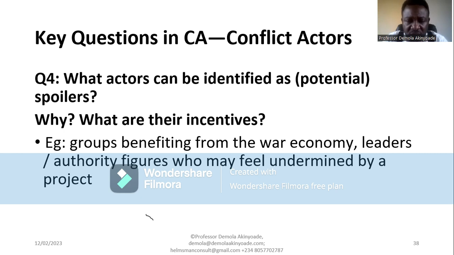People who don't want anything peace. They benefit from the war economy, and their leaders feel undermined. They will feel undermined when you are doing your conflict management. So, since most of us are going to start our conflict management services at the micro level, it's important that we identify likely spoilers.